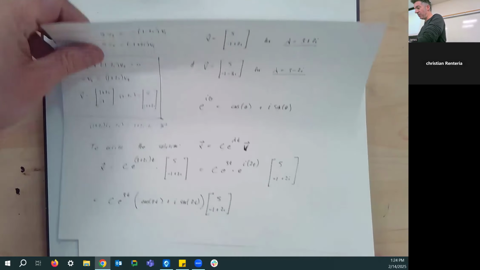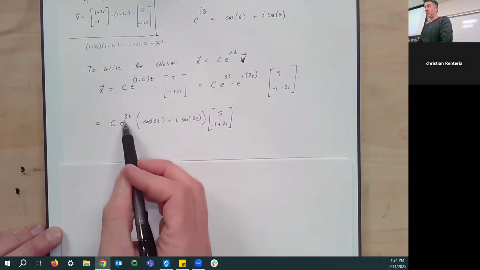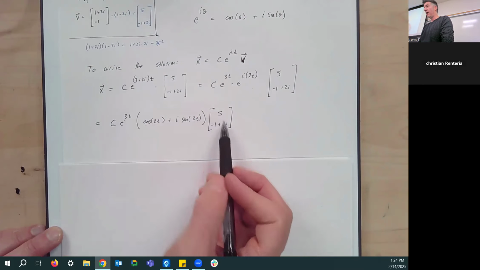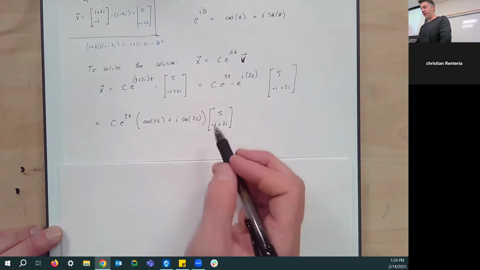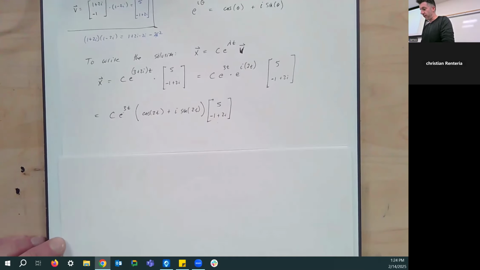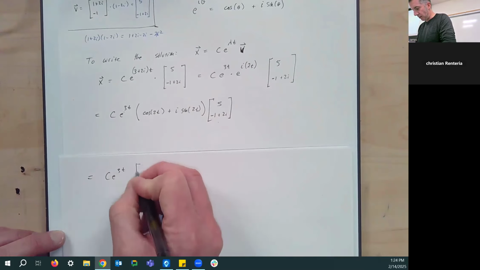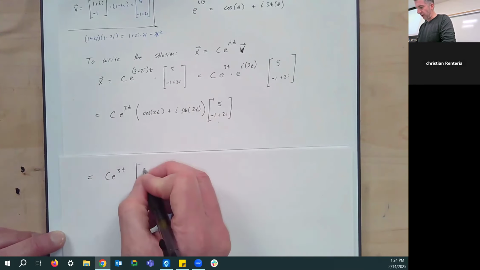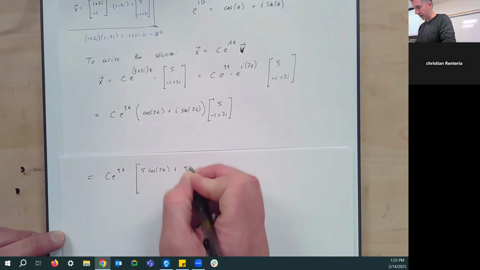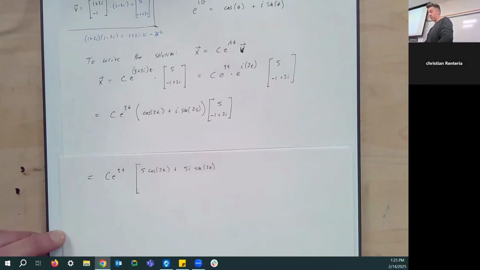So now we're just going to do the multiplication, which does get a little bit gross. We're going to leave the c e to the 3t out in front, but distribute the cosine 2t plus i sine 2t to both the 5 and the negative 1 plus 2i. For the negative 1 plus 2i, it's going to be a little extra gross because it's like a foiling situation, but such is life. So we're going to get c e to the 3t, and then the vector is going to be 5 times cosine of 2t plus 5i times sine of 2t. That's my first one. And the second one's going to be a little bit longer.